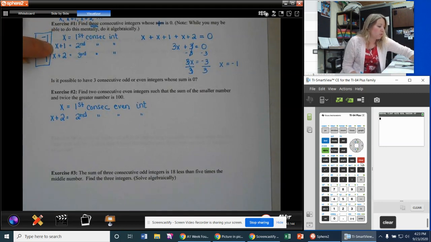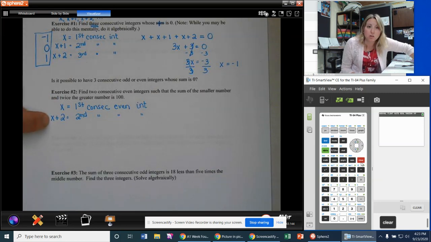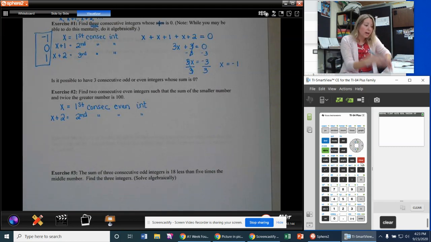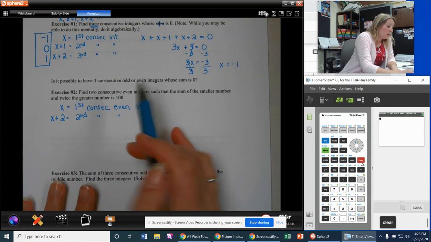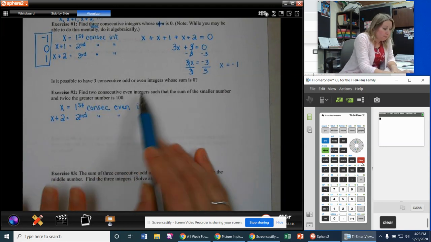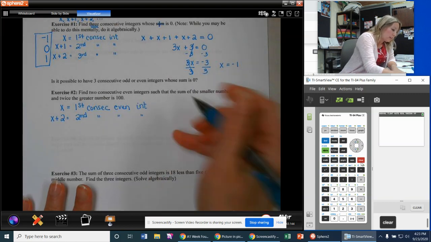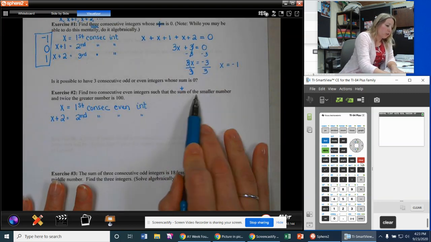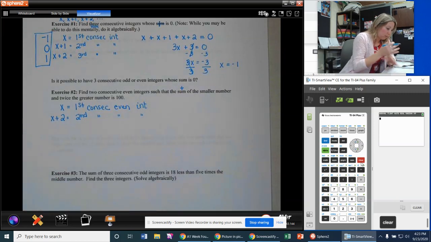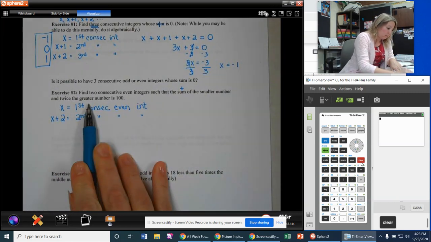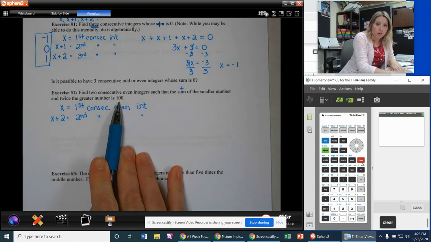These are let statements for consecutive integers. These are always what let statements look like for consecutive even or consecutive odd integers. Always. So your let statements are the easy part. Now it's find 2 consecutive even integers, such that the sum, okay, that's adding, of the smaller and, okay, so that's where the sum is, twice the greater is 100.